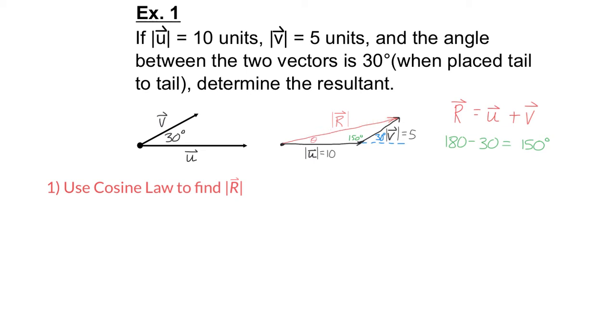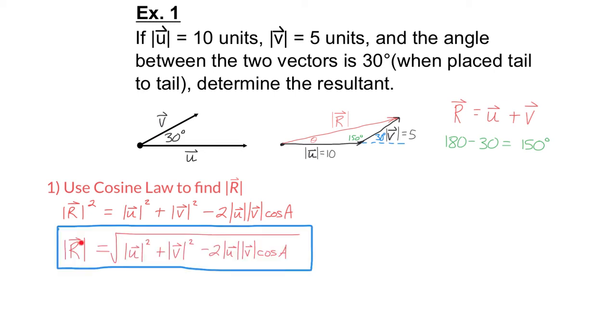Now look at the triangle. I know two sides and the angle in between them, so I can use cosine law, just like we did in the warm-up. If I use the cosine law, R is the side that I want to find. U and V are the other two sides. I've just used the letter A to represent the angle in between U and V. I'm using a generic label here so that I can build a formula that will work every time to find the resultant between two vectors.